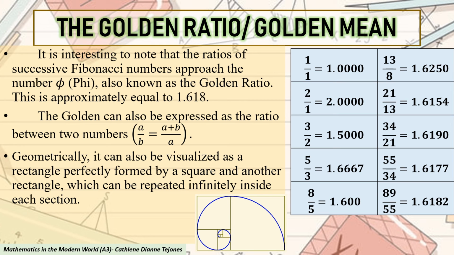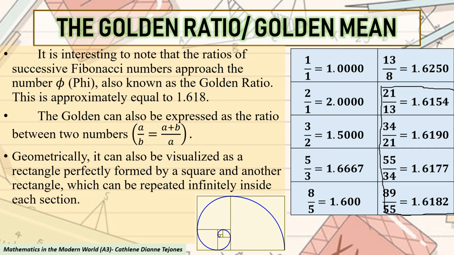It is also interesting to note that the ratio of successive Fibonacci numbers approaches the number phi, also known as the golden ratio. This is approximately equal to 1.618. If we divide, it is approximately 1.618, especially with greater numbers. If you take a look at the chart, it is almost 1.618. As the numbers grow larger, the ratio becomes 1.618.